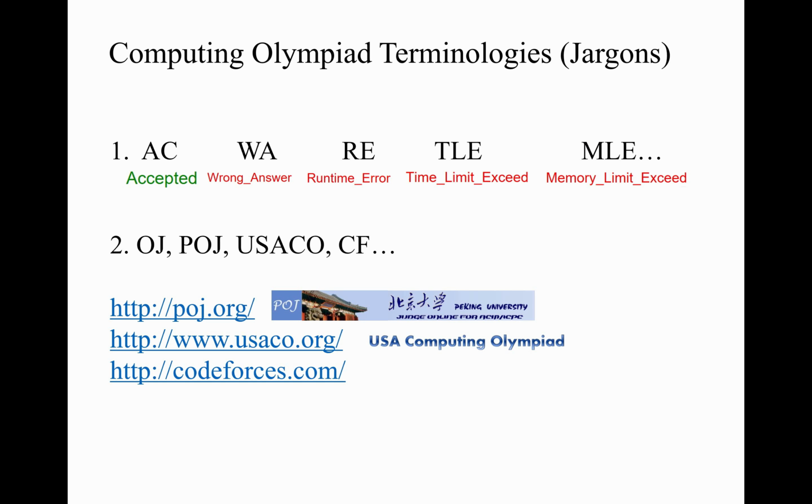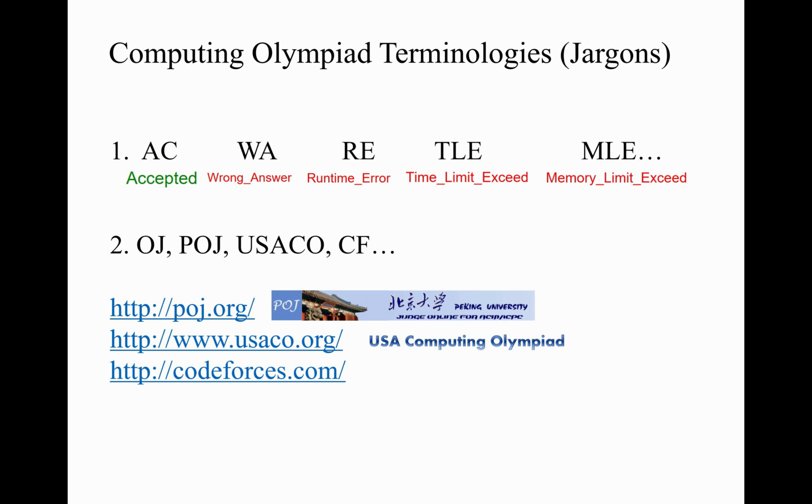Okay, now we'll look at some terminologies. I don't know if they are commonly used in other countries, but back when I was in China, we all used these initials, AC, WA, RE, TLE, and MLE, yes, in English, for the different types of submission results. AC is accepted, we all love that, and everything else is not accepted. WA is for wrong answer, RE is runtime error, which happens if you divide by 0, and TLE and MLE are time or memory limit exceeded.